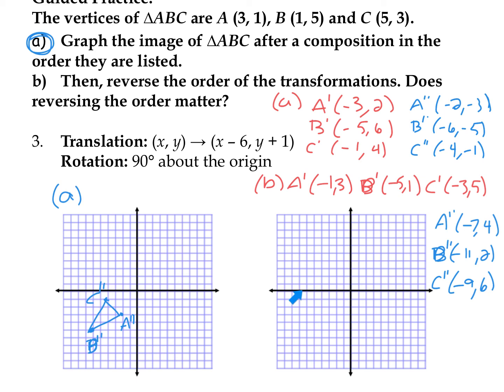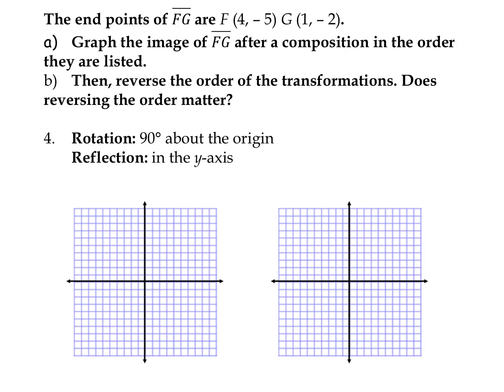This triangle is not going to be the same as the one we had here. -7, 4 up here, -11, 2 over here, and -9, 6 here. We're going to have a triangle in this region of the graph that is not going to be the same as what we had here. So make sure you're paying attention to the order. It does matter.